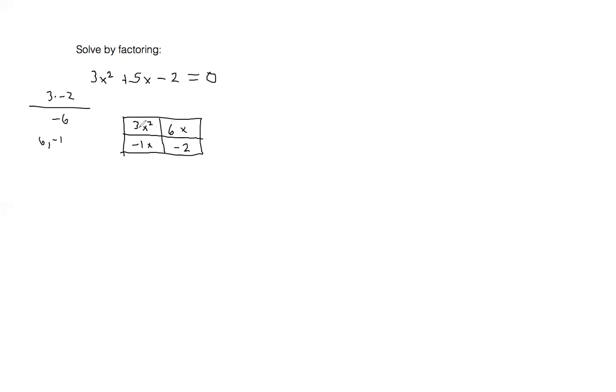Now what we're going to do is we're going to factor each row and then each column. So when I factor this first row, they both share a 3 and an x. For the second row, they both share a negative. They don't share any numbers except 1, but that's cool because we can still pull out our 1. Now let's take a look at each column. They both share an x, and this column both shares 2. These are now what my factors are. 3x minus 1, and then x plus 2.